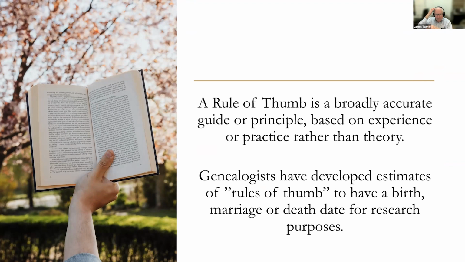Basically, it can also be used to, in a sense, prime the pump. In other words, if you can't find an individual because you don't have a birth entry in an online website, you may estimate one, and if you estimate one, you may very well end up finding a record, because it will narrow down the number of people with the same name that you're looking at. So we've developed estimates or rules of thumb to have a birth, marriage, or death date for research purposes.